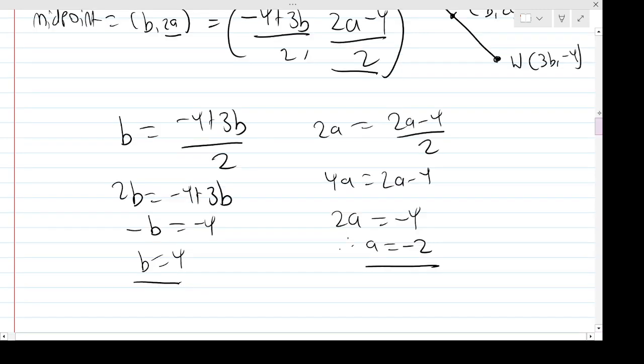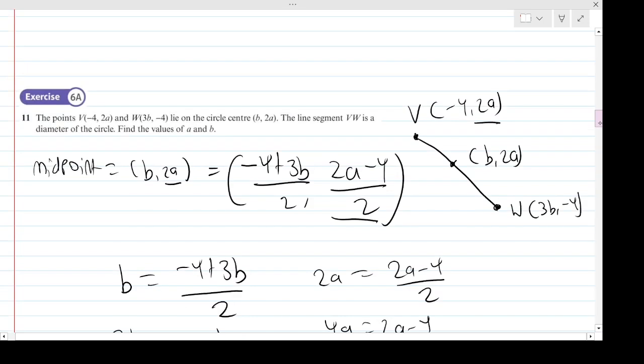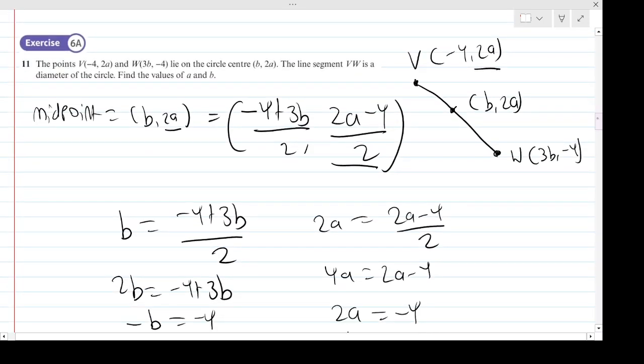Great stuff. So hopefully you see what we're doing now, right? We're just applying the midpoint formula and applying the fact that a diameter, again, of a circle, by definition, passes through the centre in the middle of it, which allows me to deal with the midpoint there. Okay, cool.